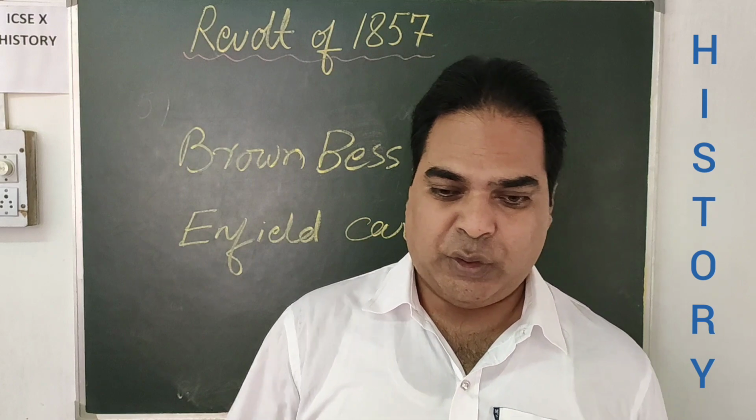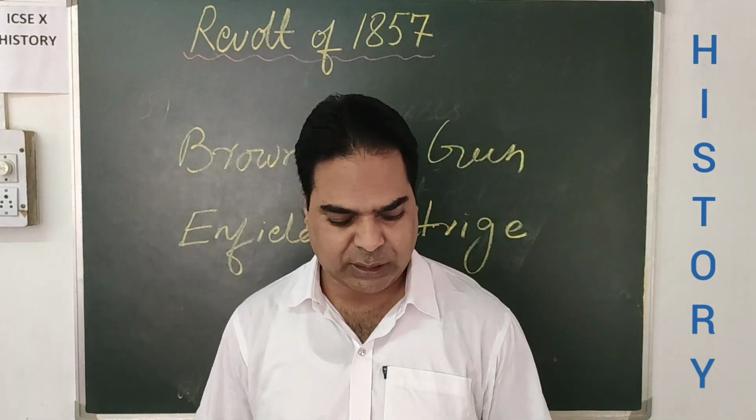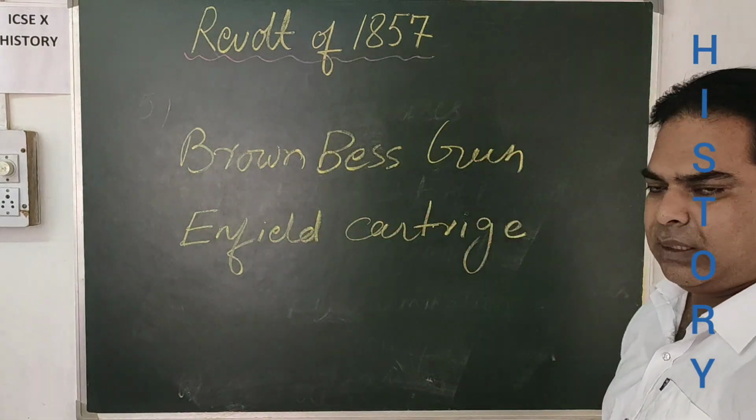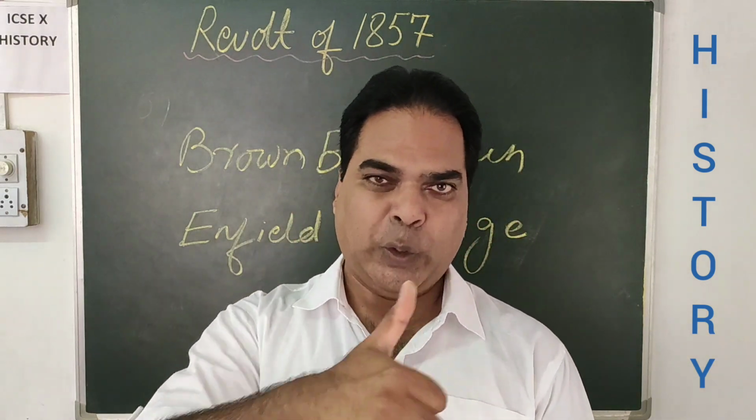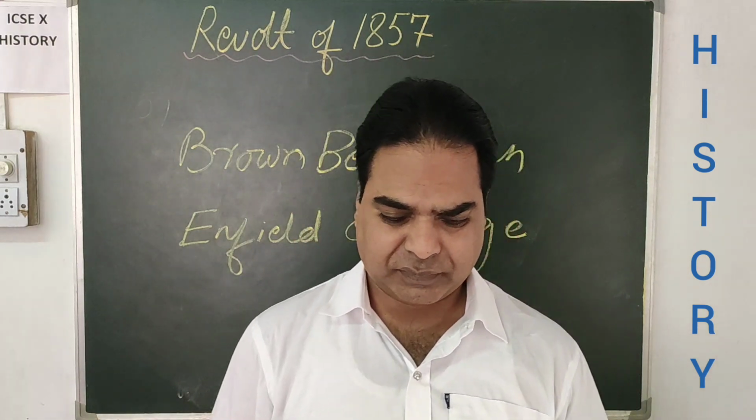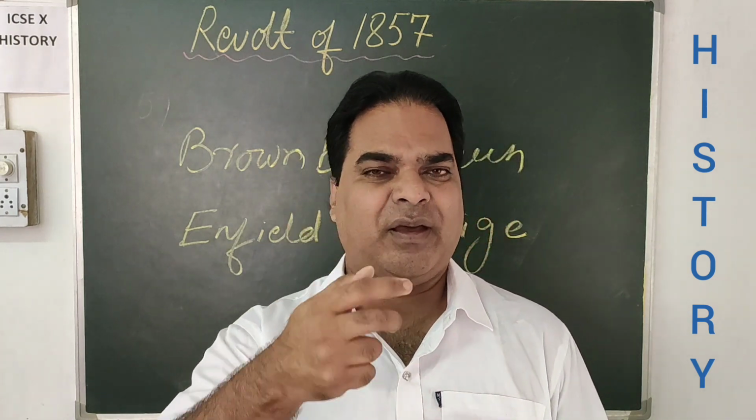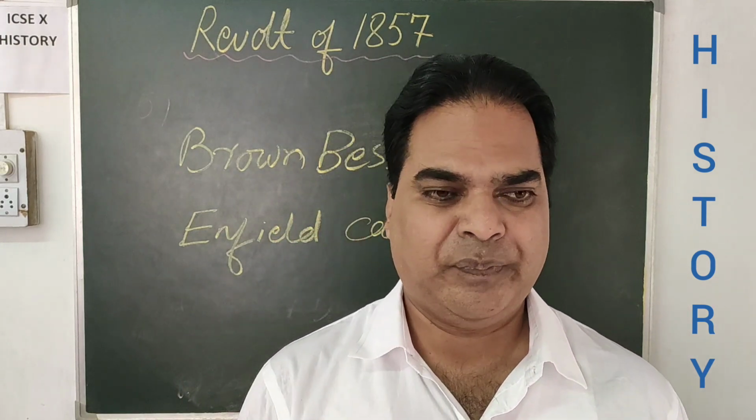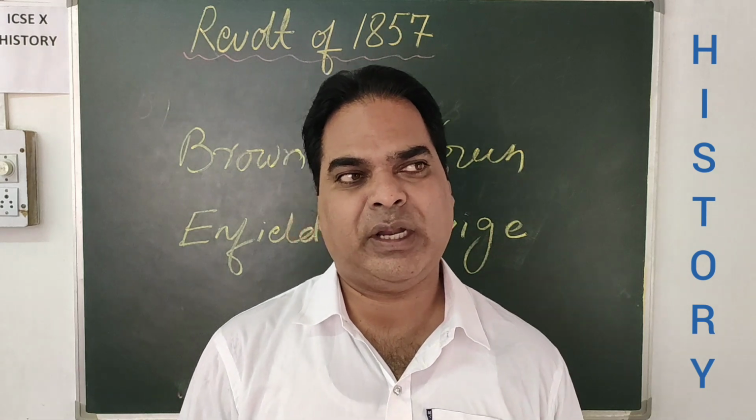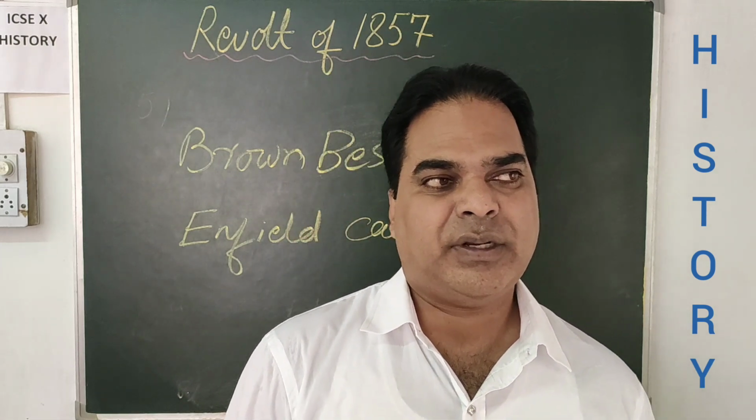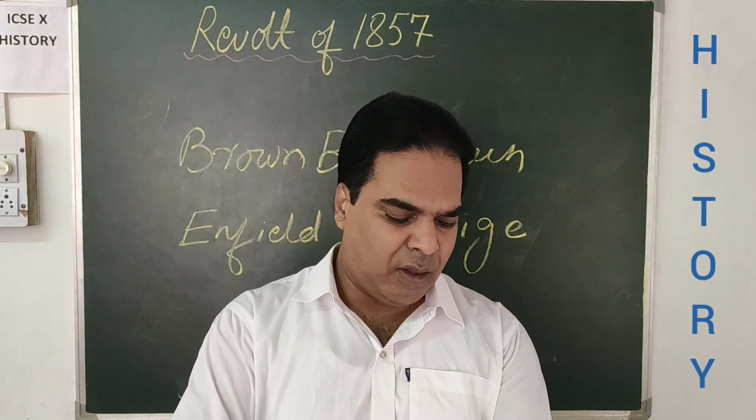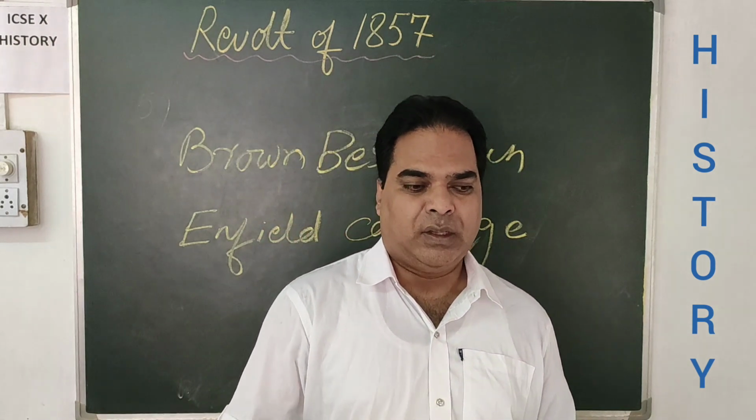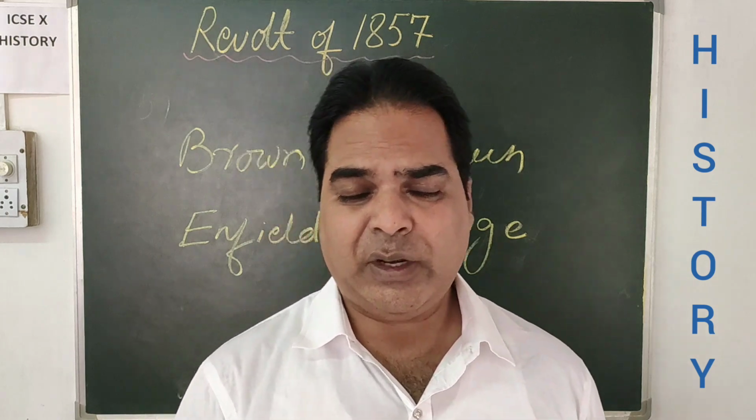So you might have heard, you were taught in the earlier classes also, that the British introduced the Enfield rifle, replacing the Brown Bess gun, and the cartridge which was to be loaded in the Enfield rifle was covered with a wrapper, and the wrapper consisted of the fat of a cow and a pig. It was a rumor. Wherever I went through it, it has been mentioned that it was a rumor. So definitely the Hindus, cow is holy for them, so they will not use it.